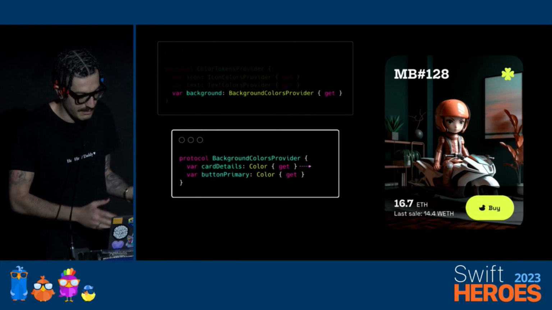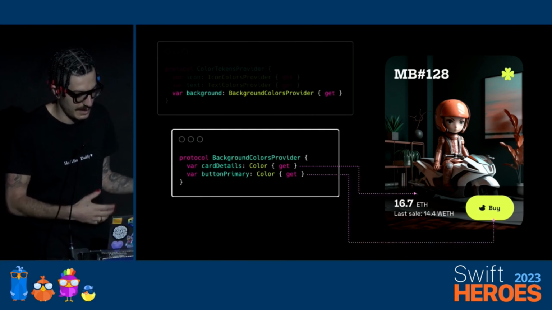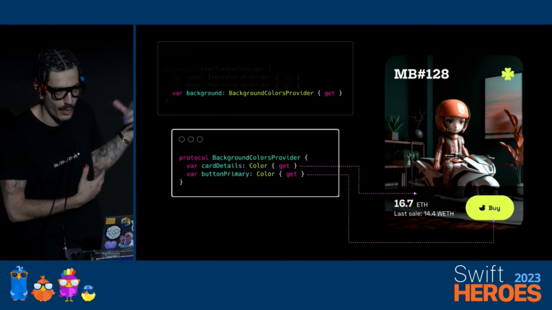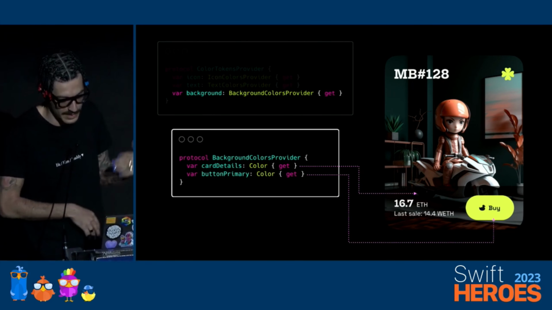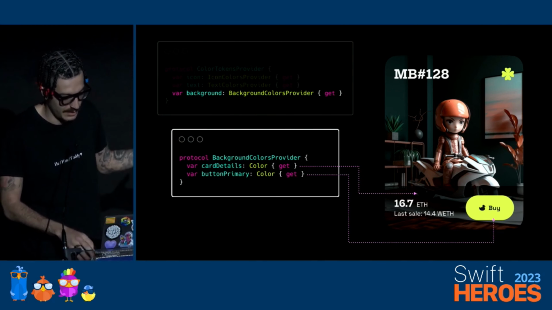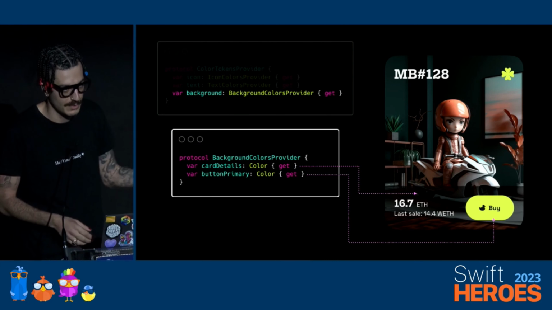Same thing for the background colors. As you can see, we divide them into, for example, card details. It has its own background. As you can see, it's not quite dark, it's not full color. We'll see how we do that later. Same for the button. The button primary colors throughout the app will be mapped to a single token.